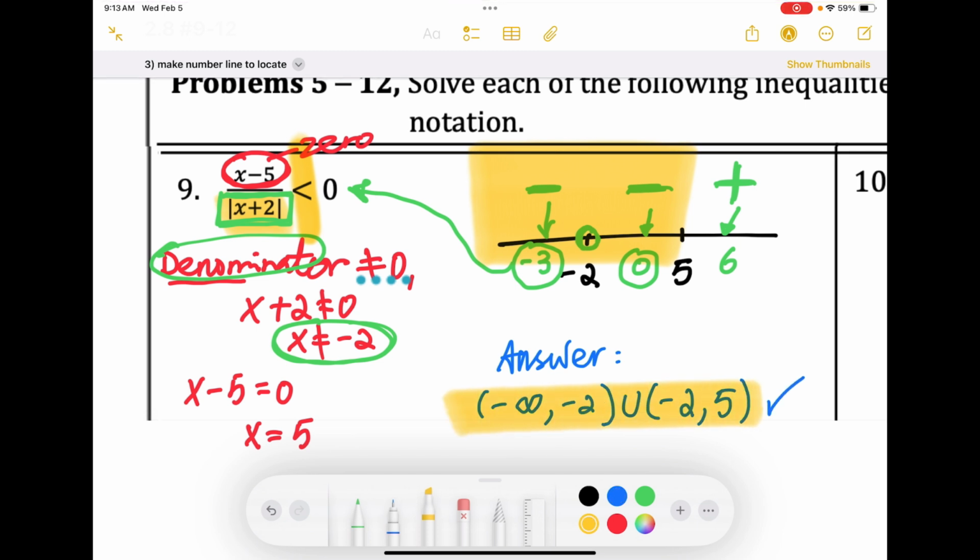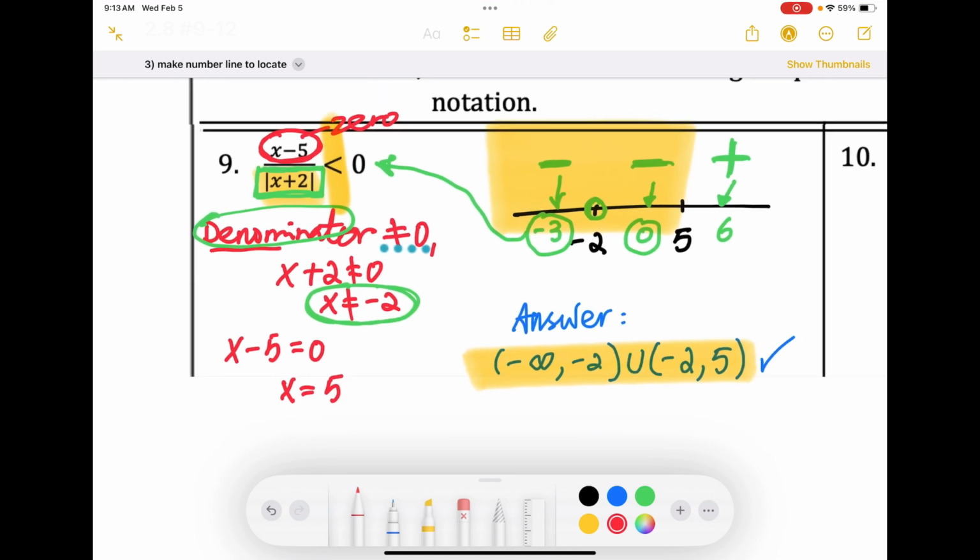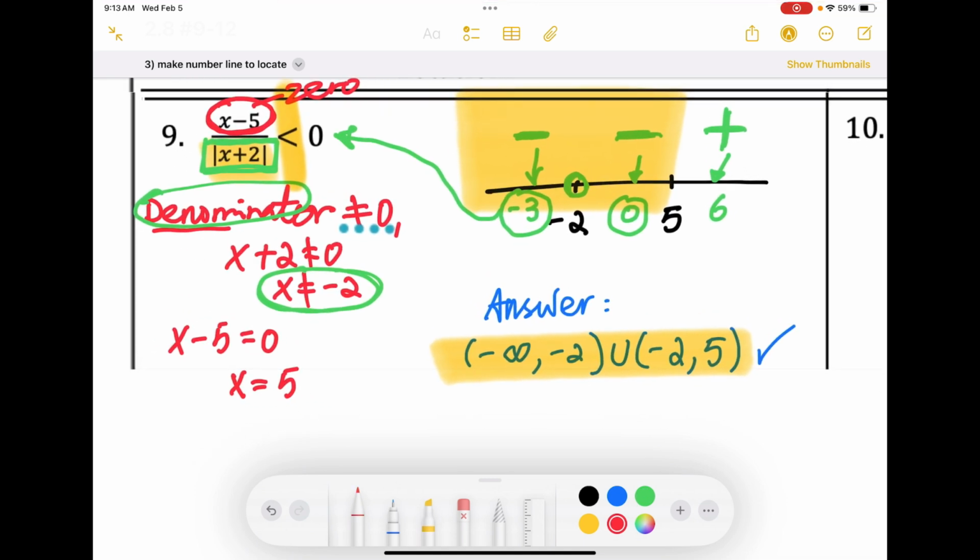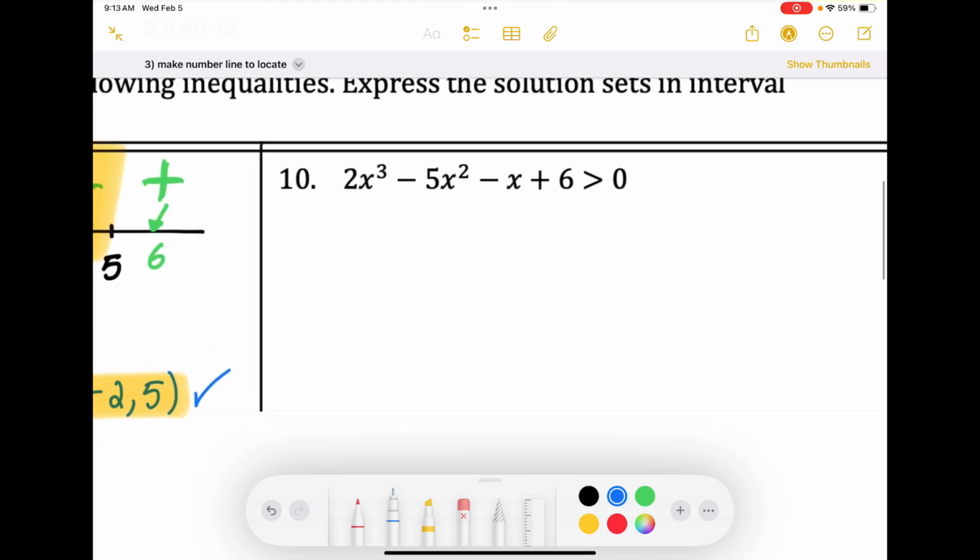I do want to point out, during classroom you say, Ms. Ong, why can't I just write from -infinity to 5? Since everything I see on the number line is negative. Remember, -2 cannot be there because the denominator cannot equal -2. So I cannot have the -2 here. So this is not a good answer, okay?